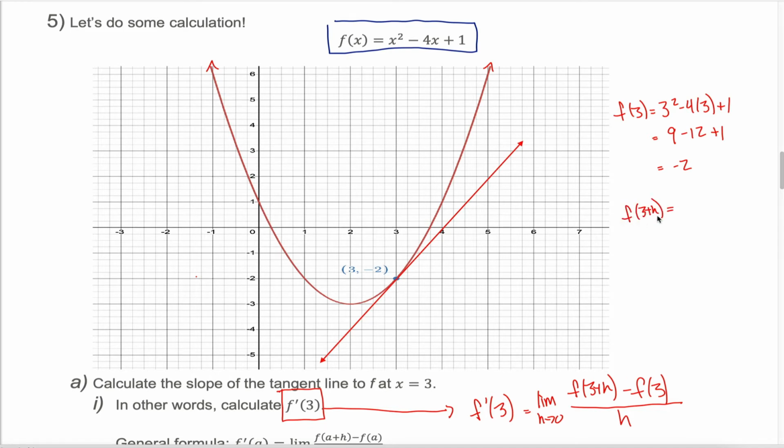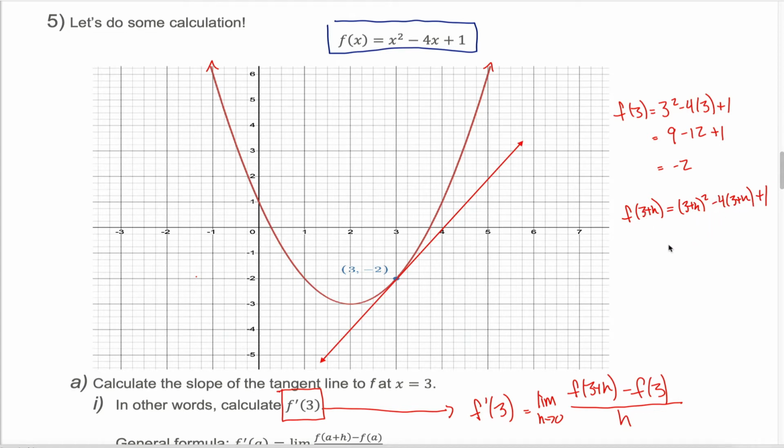Well, if we don't worry too much about what this means, we can just go right back up to this formula and recognize that now our input is 3 plus h instead of x. So everywhere I see an x, I'm going to instead write a 3 plus h. So I would have (3 plus h) squared minus 4 times (3 plus h) plus 1. When I put 3 plus h into this machine, this expression is what comes out.